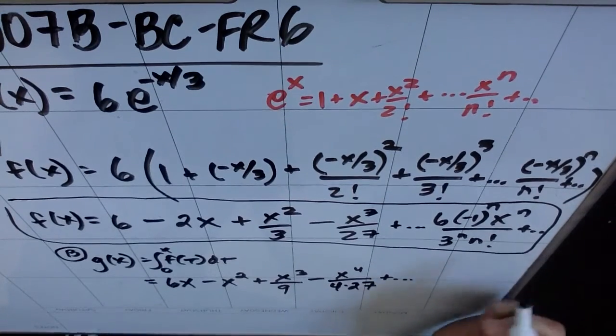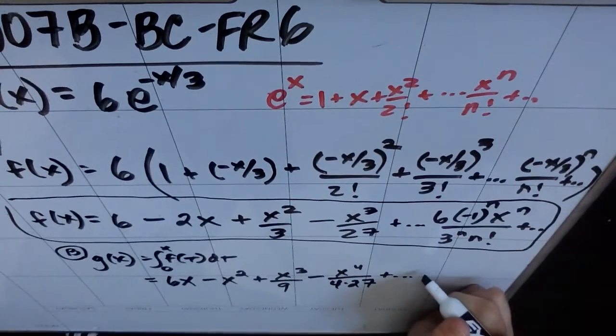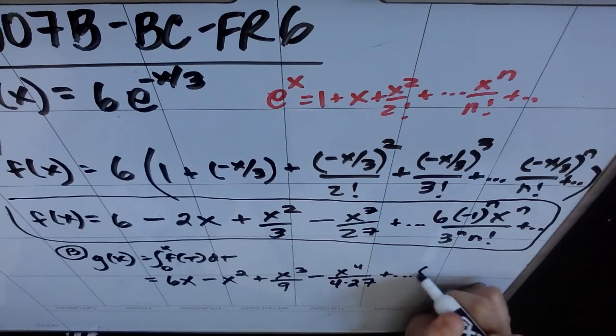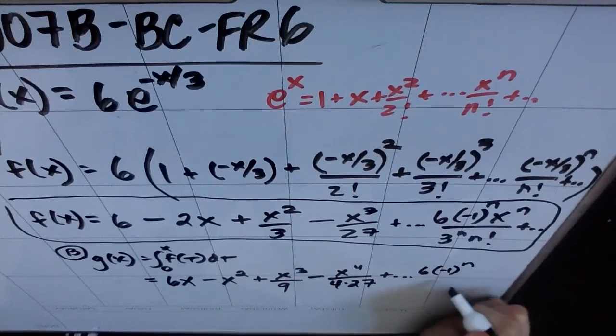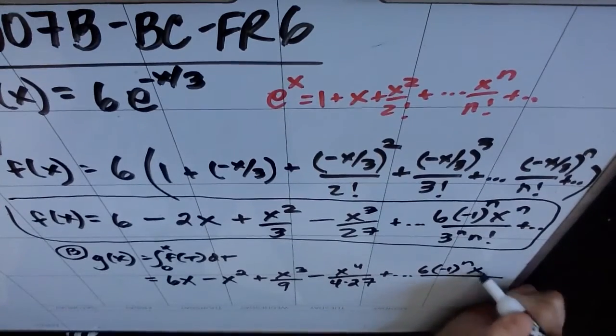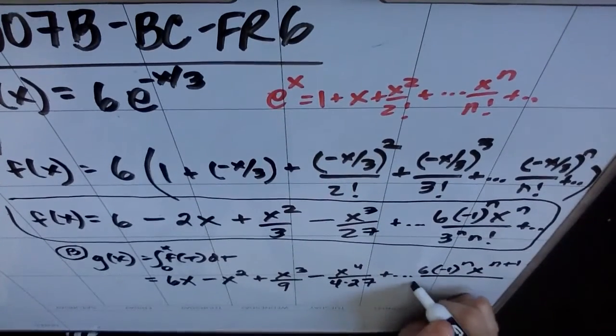Plus ... and then the nth term, you're going to up the power by 1 and then divide by the new power. So what's going to end up happening is this 6 and this negative 1 to the n are not going to change, right? It's going to become x to the n plus 1. And then on the bottom, you're going to have a 3 to the n.